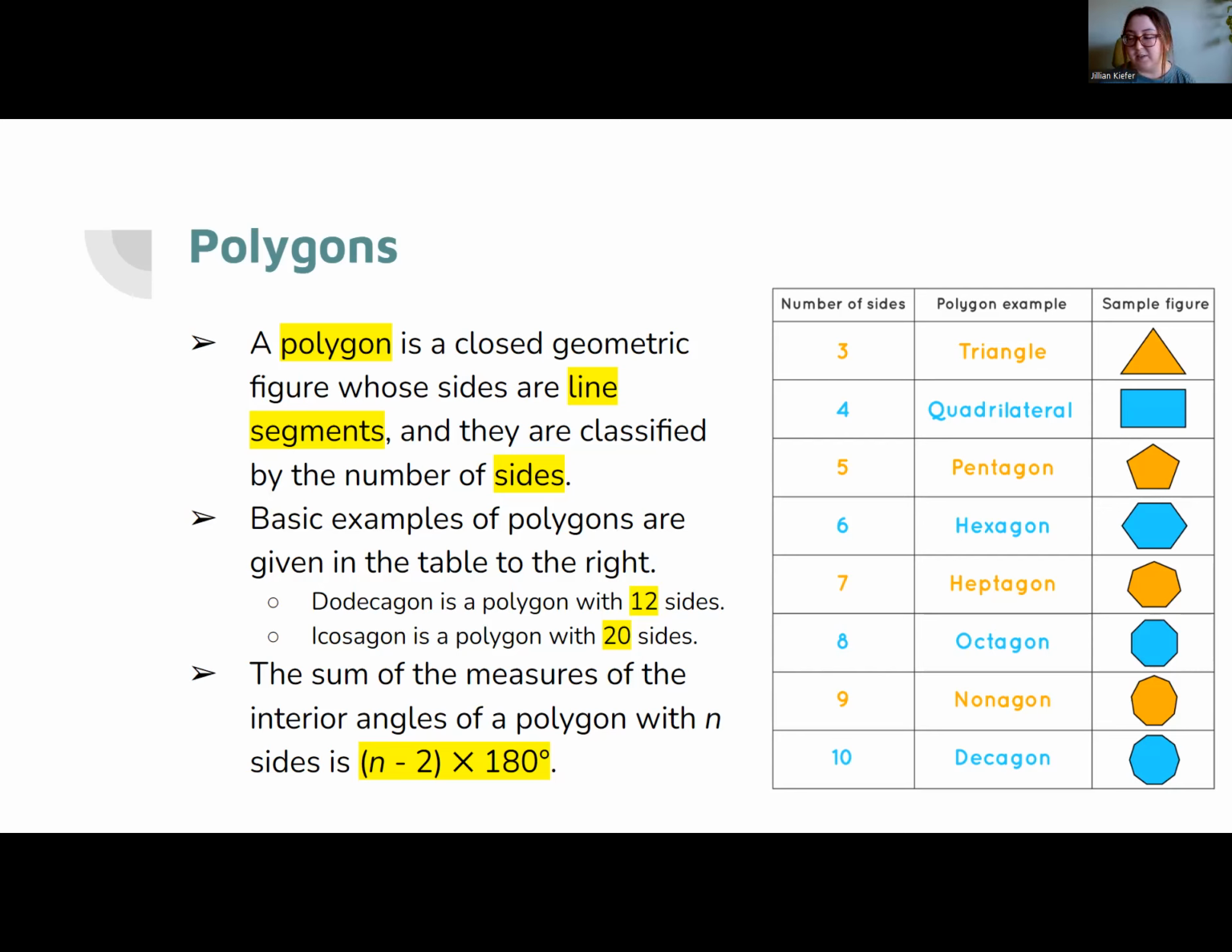So our different shapes will have different sums of their interior angles. We do the same thing with quadrilaterals. It's going to be rectangles, squares, lots of different types of quadrilaterals. We say 4 minus 2 is 2, times 180 degrees would be 360 degrees. So the sum of the measures of the interior angles for a quadrilateral would be 360 degrees. And then so on and so forth. The more sides that you have, the larger the sum of your angle measurements will be.